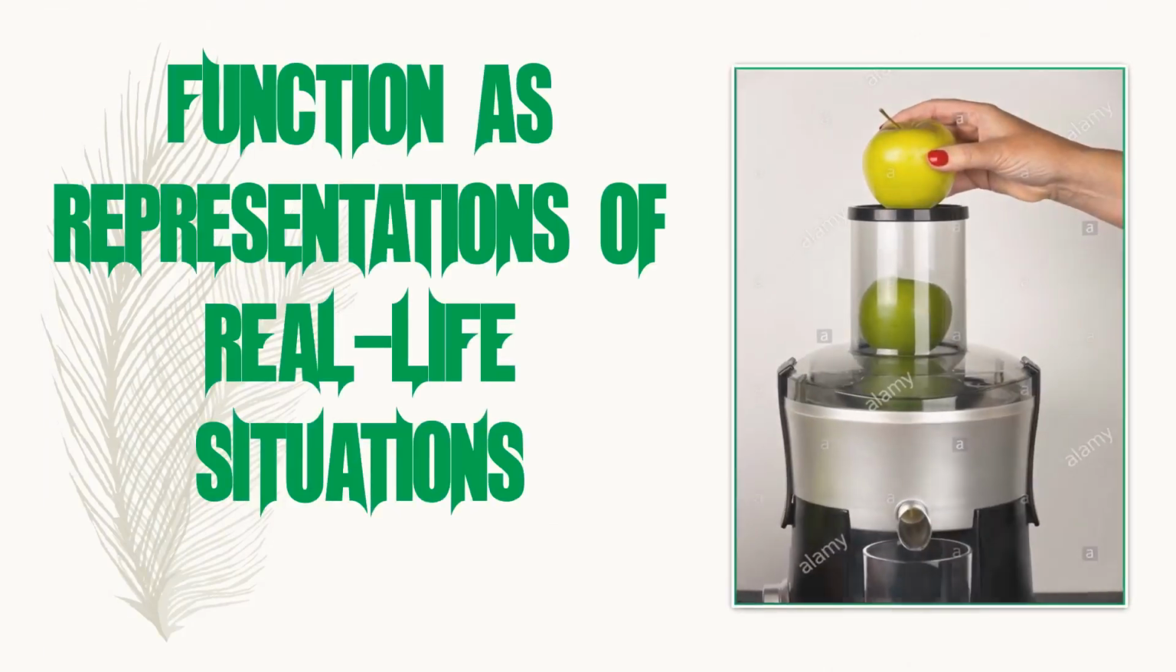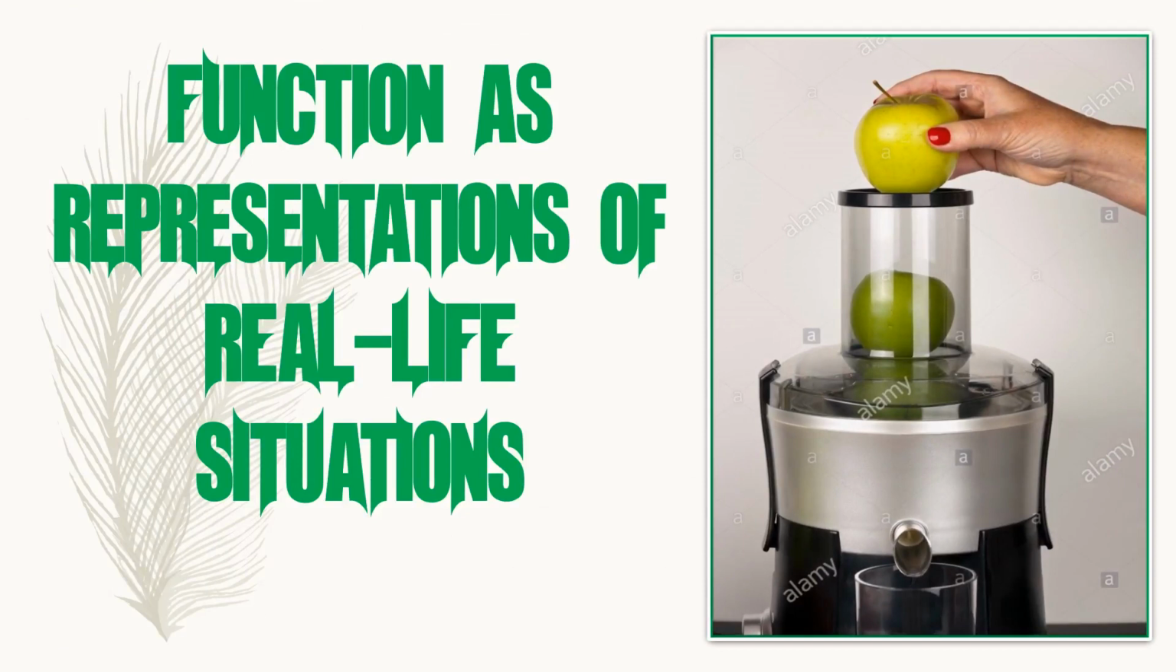Functions can be used to model real-life situations. Identifying an appropriate functional model will lead to a better understanding of various phenomena. We have here a juicer machine. If we put an apple, we will have an apple juice. We don't expect otherwise, like an orange juice, since we put an apple.